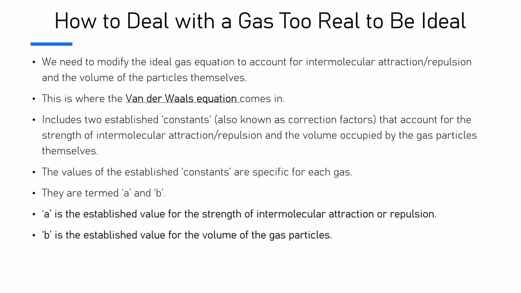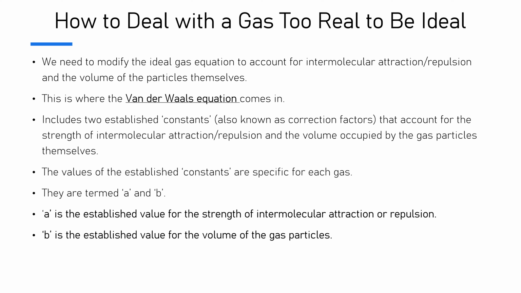Now, when we use the term constant in this context, we mean that the value is the same when a specific gas is involved, no matter what happens to variables such as pressure or temperature in the system. It does not mean the same as the ideal gas constant, which, depending on which units you use, remains the same no matter which gas is involved.